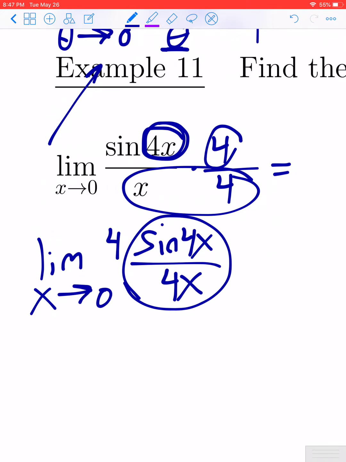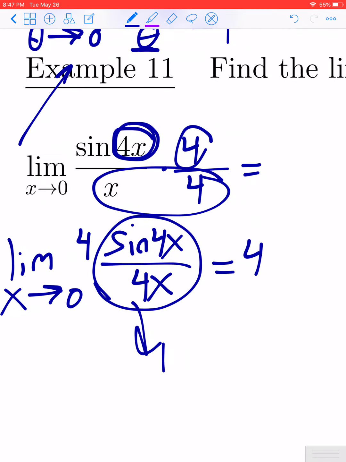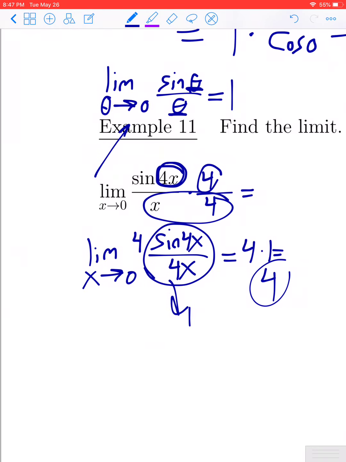We now know that as x approaches 0, the limit of the sine of an angle that goes to 0 divided by itself is going to approach 1. Therefore, this limit is going to be 4 times 1, which is equal to 4.